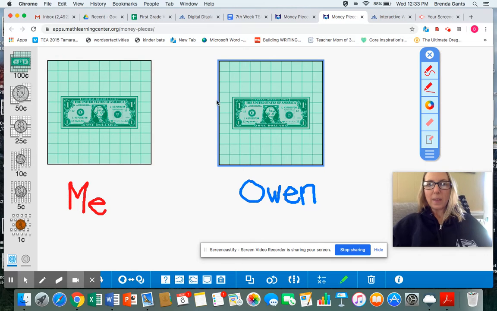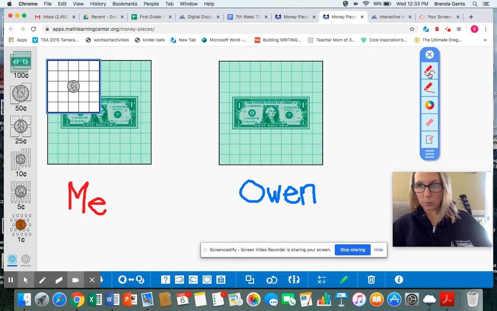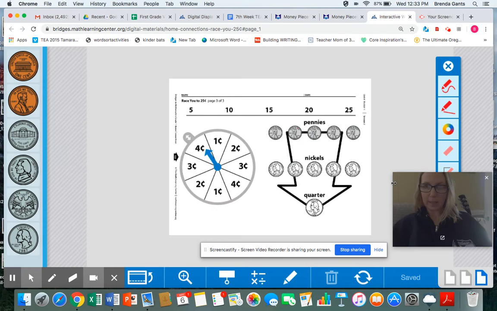So the way this would work is that after each round, whoever gets to 25 cents first will get to put a 25-cent portion on top of their dollar. So whoever colors their dollar first would be the first one to 100. Okay, let's just see what happens. I'm going to put this away, and we're going to see who gets the first 25 by playing this game.